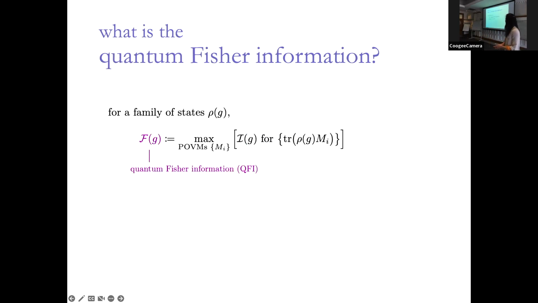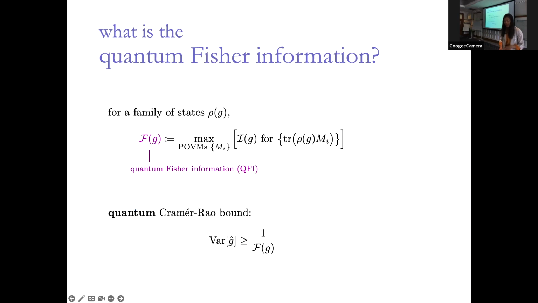Analogously, the quantum Fisher information is defined for a one parameter family of states, rho of g. So for instance, this could represent the different states of our detection system, depending on the value of the parameter g in the Hamiltonian. And as I was saying, if we do some measurements on the system, then we get a probability distribution over measurement outcomes. This distribution is parameterized by g because the probabilities depend on rho of g. So for any measurement scheme, there's an associated classical Fisher information. The quantum Fisher information is then just the maximum of this classical Fisher information over all possible measurements we can do, so all possible POVMs.